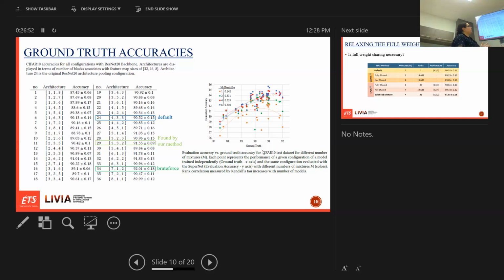From 1 to 8, we see an increase. However, there is not much difference between 4 and 8 models. So it seems that there is a limit, and after that, adding more models does not really benefit the search problem.